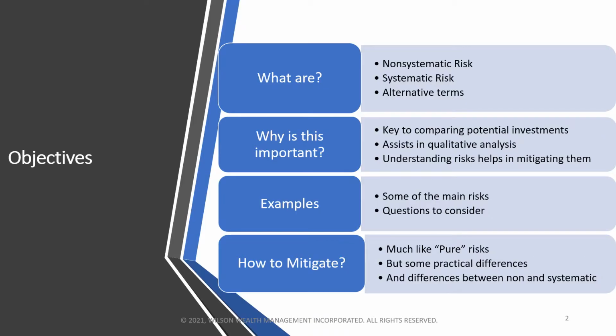So our objectives over both parts are to compare and contrast non-systematic with systematic. They're basically complements of each other. We're going to discuss a bit why understanding these two risks are important in the investment process. We're going to look at some examples of the main risks in each class and some questions to consider when we're analyzing potential investments, whether they be companies, stocks, bonds.